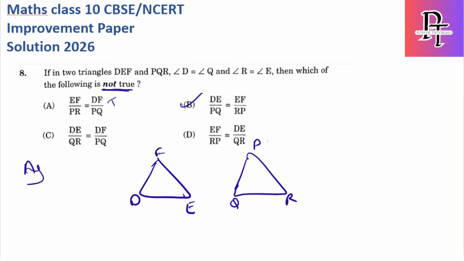Okay. So what about here? DE by QR, DE by QR, DF by PQ, DF by PQ. Yes, this is true. EF by RP, EF by RP. Okay, DE by QR, DE by QR. So if you notice, exactly it is matching. So the only option which is not true is B.